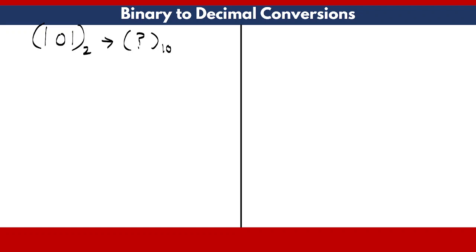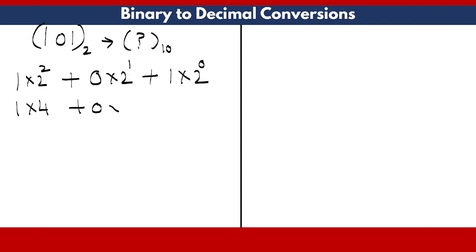So first we will multiply them with their corresponding weights. So 1 into 2 to the power of 2, and you have to add up all these values: 0 into 2 to the power of 1 plus 1 into 2 to the power of 0. Assign their weights, they will start from 0, 1 and 2. So this becomes 1 into 4 plus 0 into 2 plus 1 into 1. So this becomes 4 plus 0 plus 1, and that becomes 5. That is the answer in decimal equivalent.